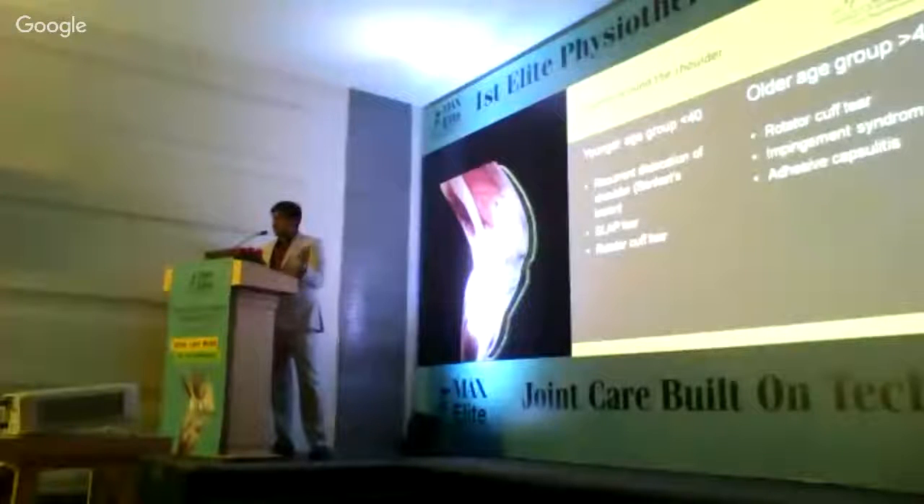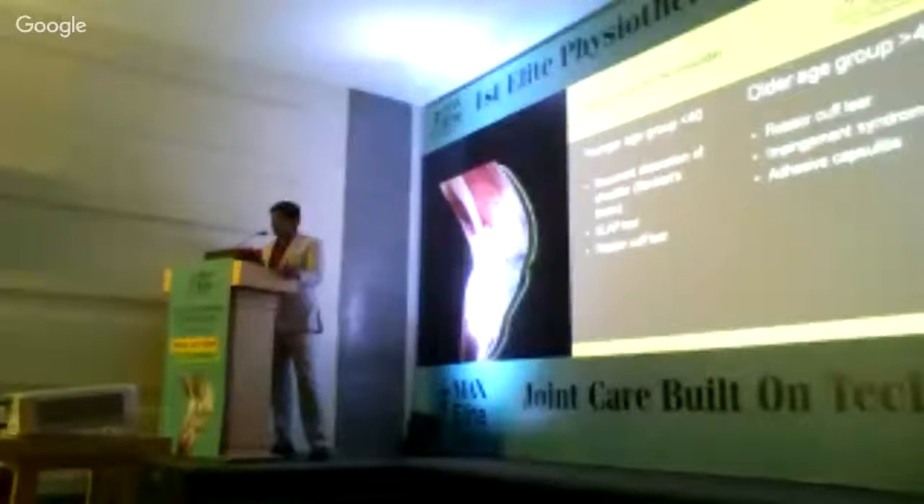Injuries of the shoulder can be divided into two groups: one occurring in the younger age group, less than 40, and the other in the older age group, more than 40. In the younger age group, we see ligament dislocation, patellar most commonly, shoulder labral lesions, SLAP tear, and rotator cuff tear. In the older age group, the most common injuries are the rotator cuff tear, impingement syndrome, and adhesive capsulitis, more commonly known as frozen shoulder.